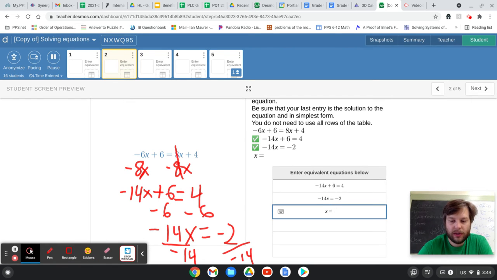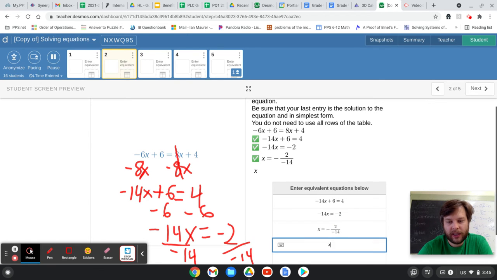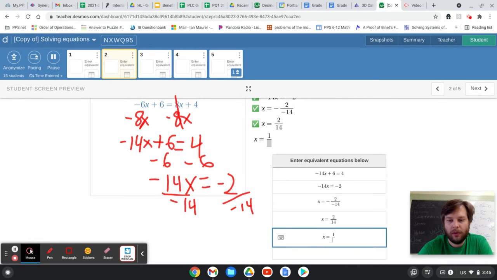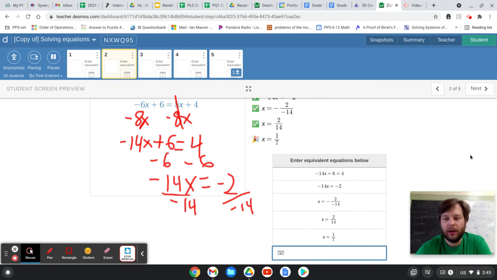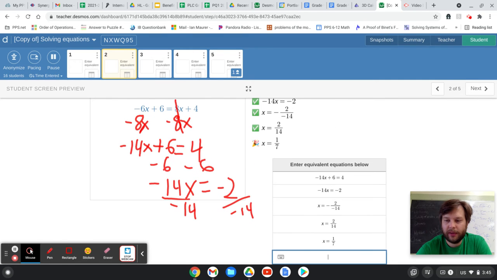X equals negative 2 divided by negative 14. Now, of course, I could have done that slightly better. I could have said that's positive 2 over 14. That's also correct. I could have said that's 1 over 7. That's also correct. Or I could have typed in a decimal. Let's do one more problem at this difficulty level.